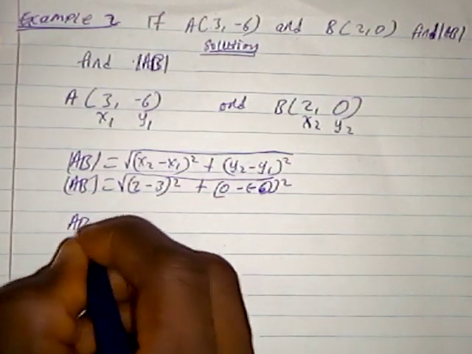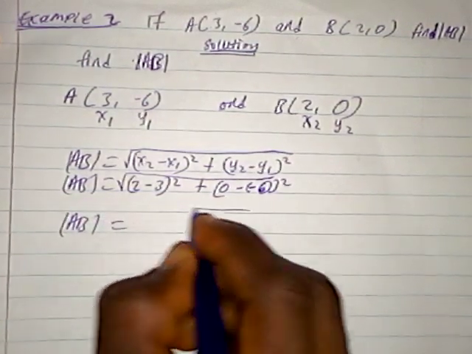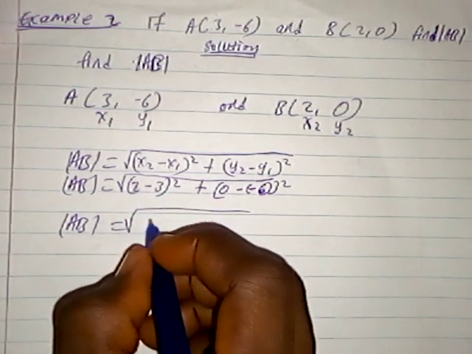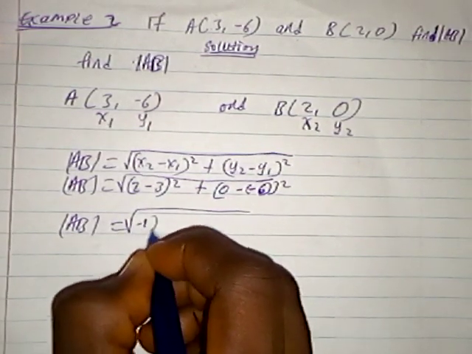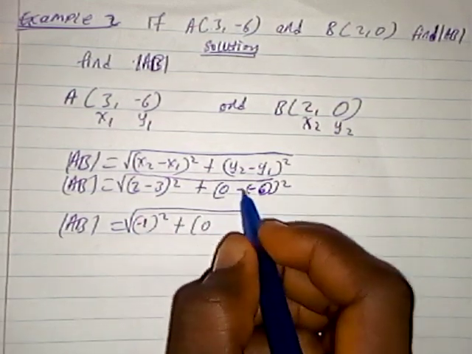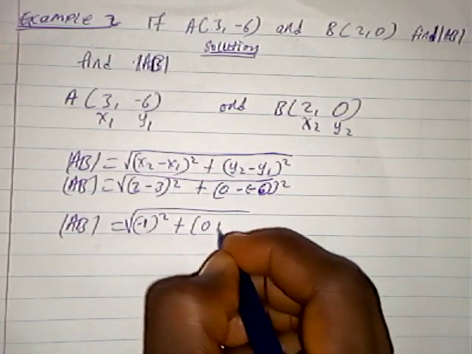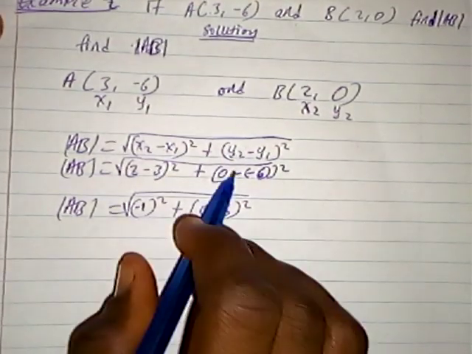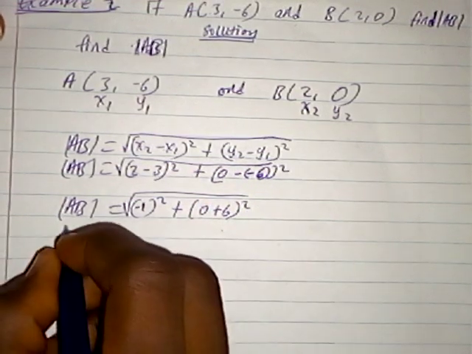Right? So line AB is equal to what? We solve. 2 minus 3 is minus 1 square. Right? It has a square. Plus into 0. Minus times minus is what? Plus 6 square. Do you see? Good. Minus times minus 6 is plus 6.